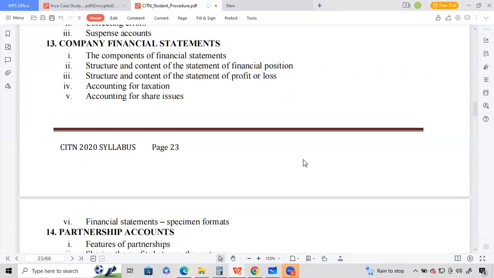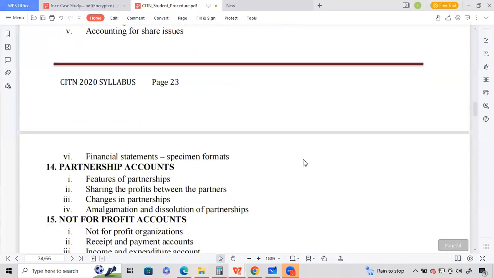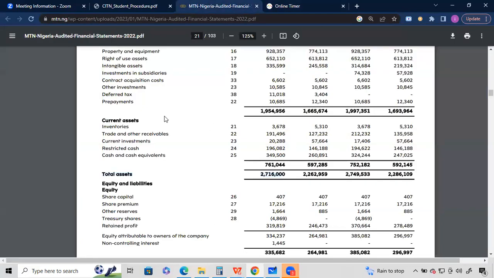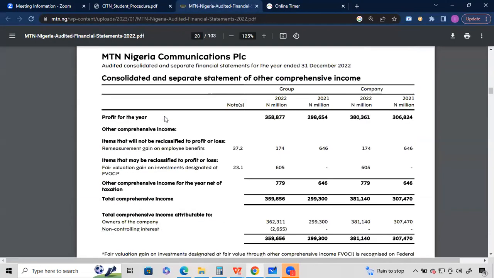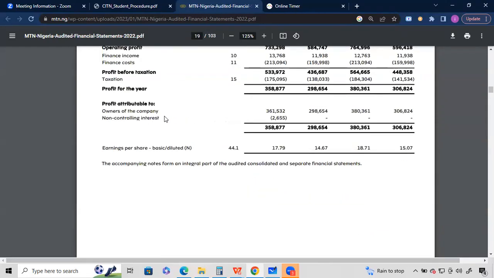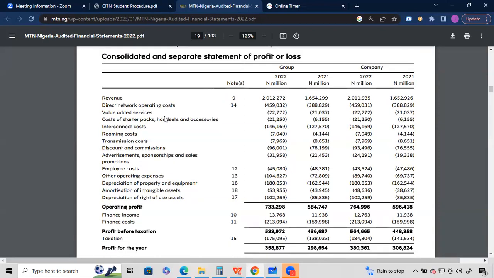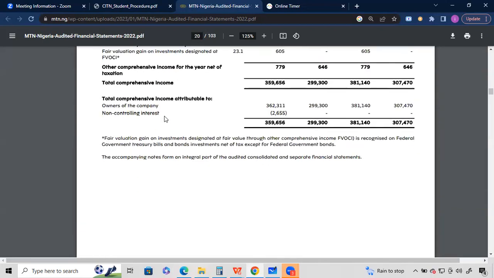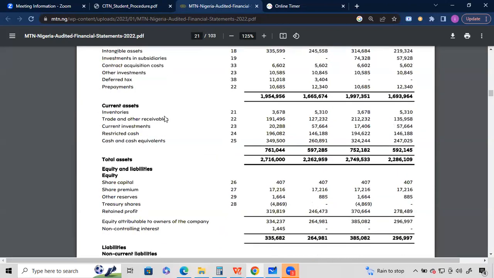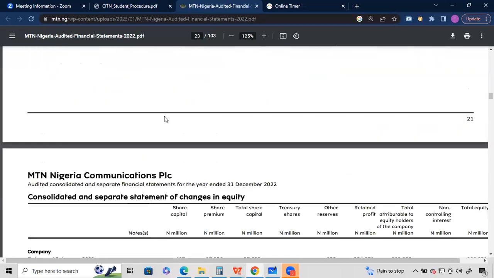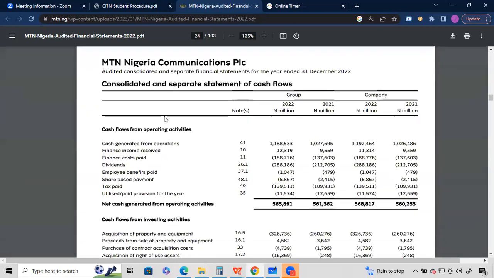We'll also be looking at companies' financial statements, just like what you have here, in the case of MTN. How do we prepare these? We'll also be learning it. How do we prepare our statement of profit or loss, and our statement of financial position? All these statements that you have here are part and parcel of our syllabus. How do we prepare the statement of changes in equity, and the statement of cash flow, just like what you can see here? We're also going to be learning that in our classes as well.